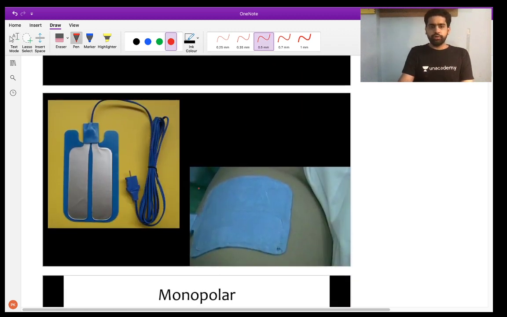What I'm showing you here is a patient plate. Where do you use it? You use it in a monopolar Quadtree. As you can see, this is an adhesive, and it is applied or stuck to the skin of the patient like this. Now why is it done? So that the circuit gets completed.